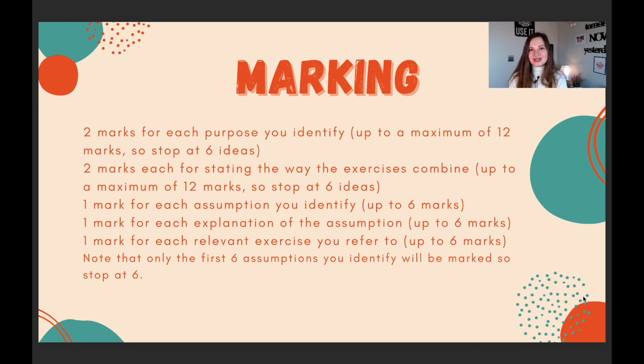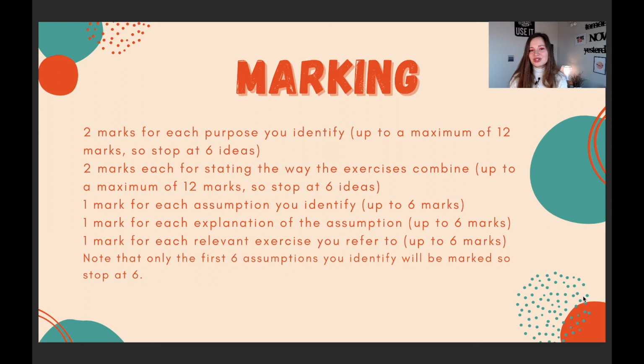Marking. Well, that's a very interesting thing, isn't it? So here you go. You have 2 marks for each purpose you identify, up to the maximum of 12 marks. So stop at 6 ideas. Not more than 6 ideas should be mentioned. 2 marks each for stating the way the exercises combine. It's about part B, up to a maximum of 12 again, so you need to stop at 6 ideas.